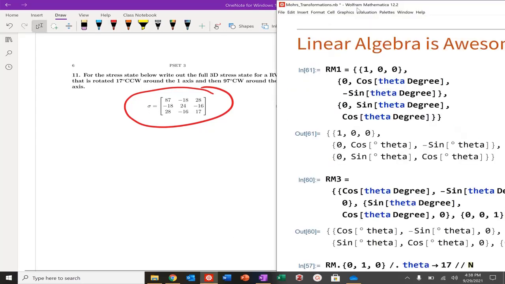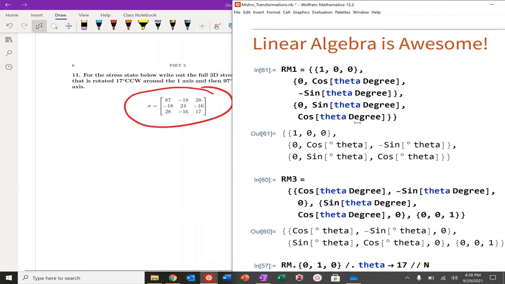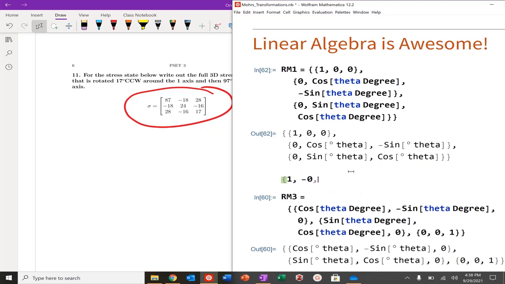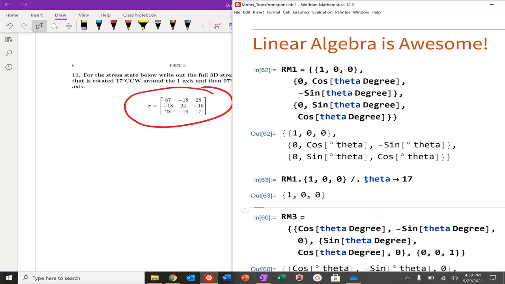To make our lives easier, we can look at this rotation matrix around the 1 direction. So I could do 1, 0, 0. If I'm looking for my new 1 direction, I do RM1 dot this, slash dot, theta goes to 17 degrees counterclockwise. Makes sense. I'm still in the 1 direction.